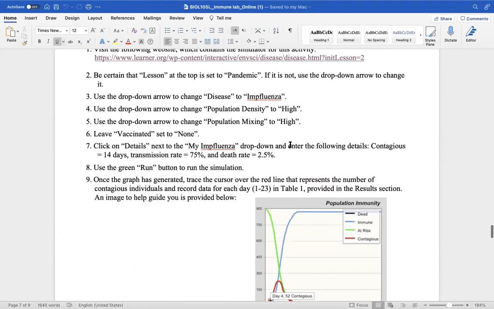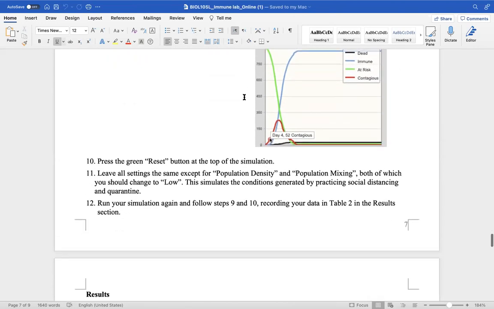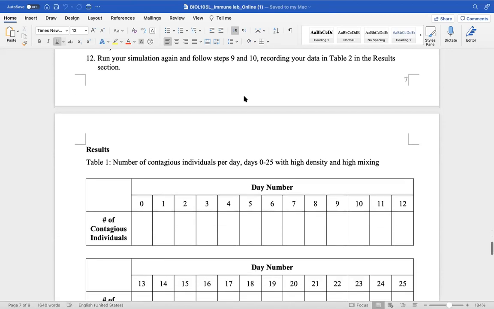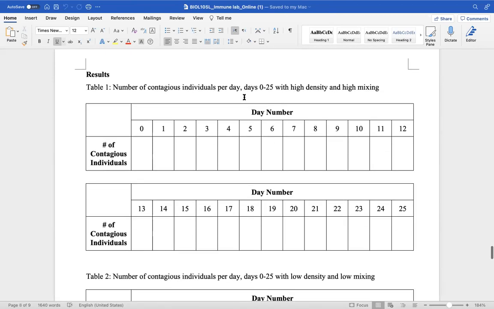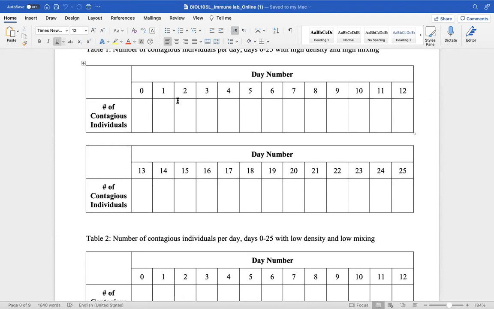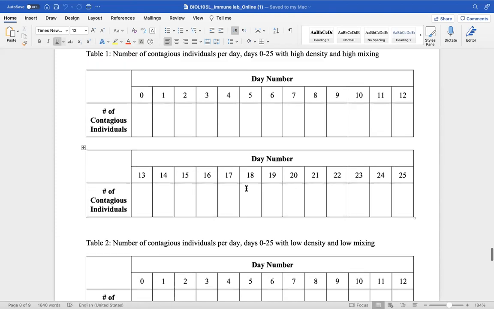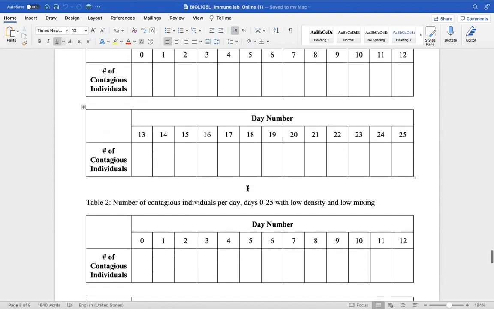The instructions are very clear, so I would take your time and read through the instructions as you work through that. If you have questions, let me know. And then you'll record some data. So the number of contagious individuals per day, 0 to 25, with high density and high mixing. Be sure to record your data as you're working through the simulation, the number of contagious individuals per day with low density and low mixing.